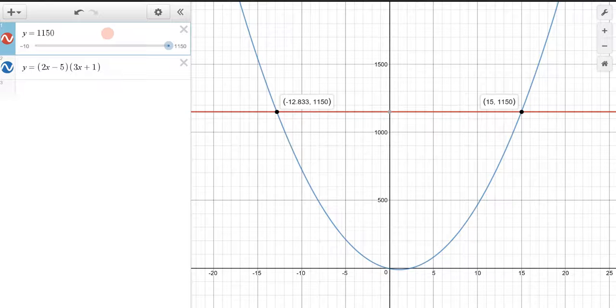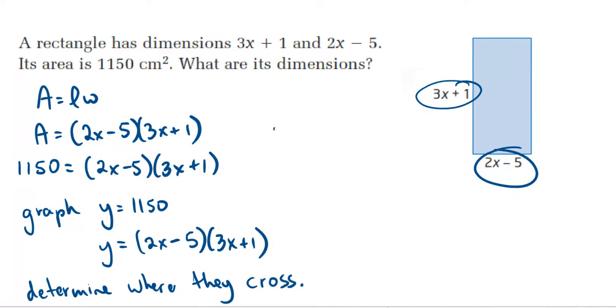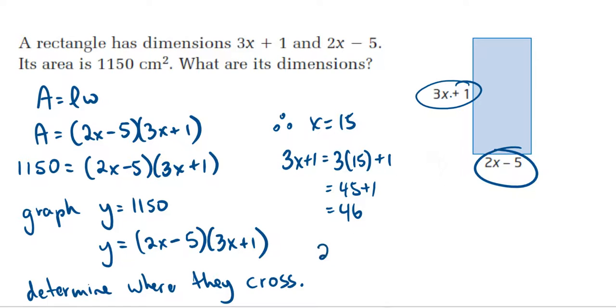Okay, but we can't have negative values of length. That wouldn't work in this situation. So we're going to take the positive x value. So we're going to say x equals 15. So therefore, x equals 15. And if I plug it in, we're going to plug it into these, 3x plus 1 and 2x minus 5. So 3x plus 1 equals 3 times 15 plus 1, which is equal to 45 plus 1, which is 46. And 2x minus 5 is equal to 2 times 15 minus 5, which is equal to 25. So here we have a width of 25, and here we have a length of 46.